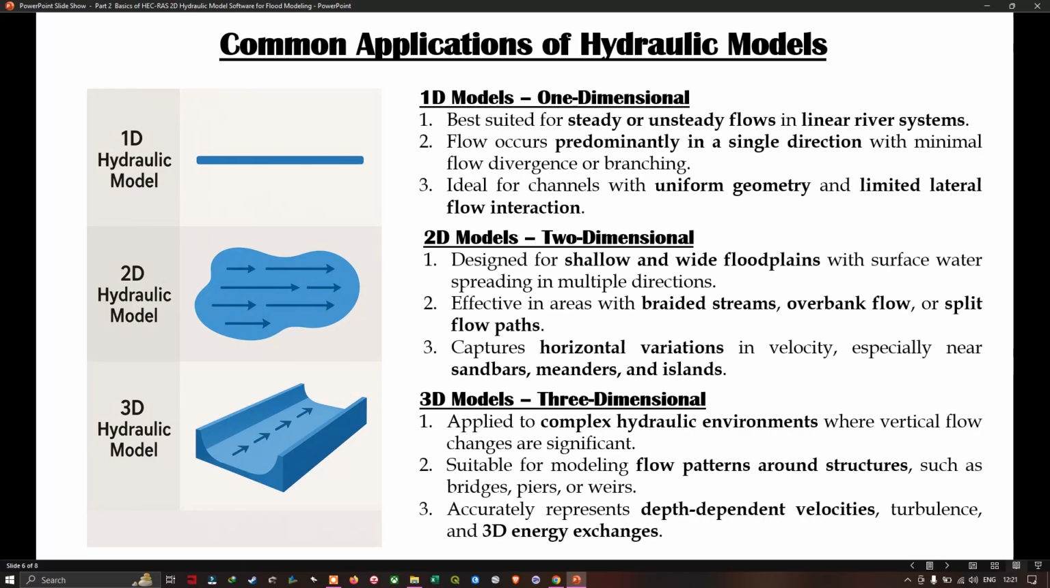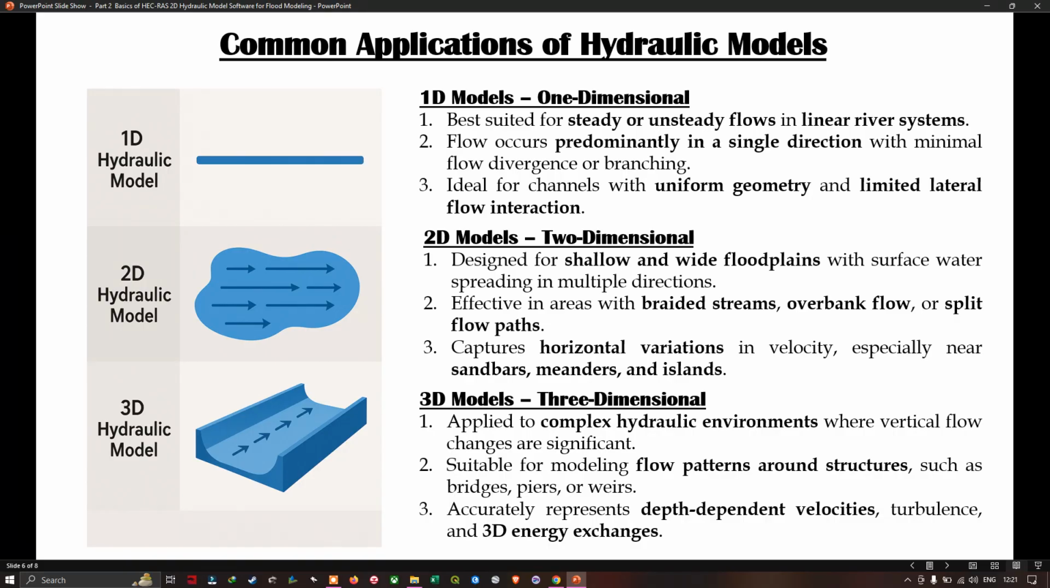And the common applications of these hydraulic models. The 1D model, that is the one-dimensional hydraulic model, is best suited for steady or unsteady flow in a linear river system, where flow occurs predominantly in a single direction with minimal flow divergence or branching. It is ideal for channels with a uniform geometry and limited lateral flow interactions.